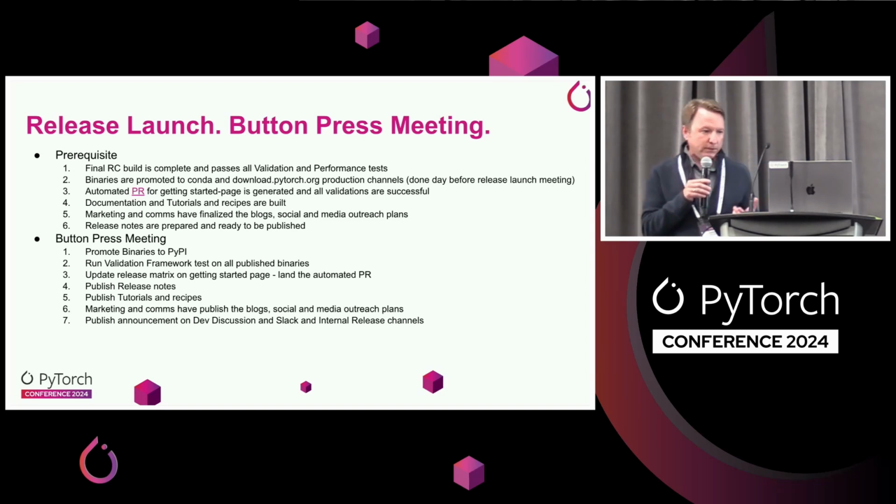And then finally, it's the release launch and button press meeting. There are some prerequisites for it: we need to have the final RC built and validated. Normally, we promote to download.pytorch.org, which is our PyPI index, and Conda the day before the actual release meeting, so that we can test it and make sure everything is working. Automated PR for the getting started page is ready, documentation and tutorials are ready, marketing materials are ready, and release notes are ready.